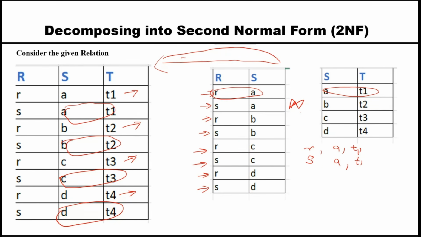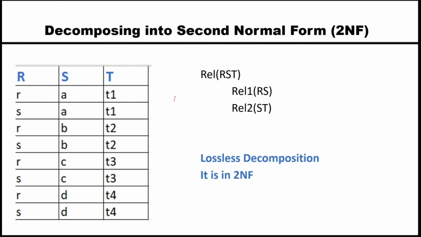So this is the beauty of decomposition. This was the given relation RST having some problems, and then you have decomposed it into 2 parts. Now all the problems are solved, at least at this point, and this decomposition is lossless, and these two final relations are in 2NF. They are in 2NF. Okay, students.